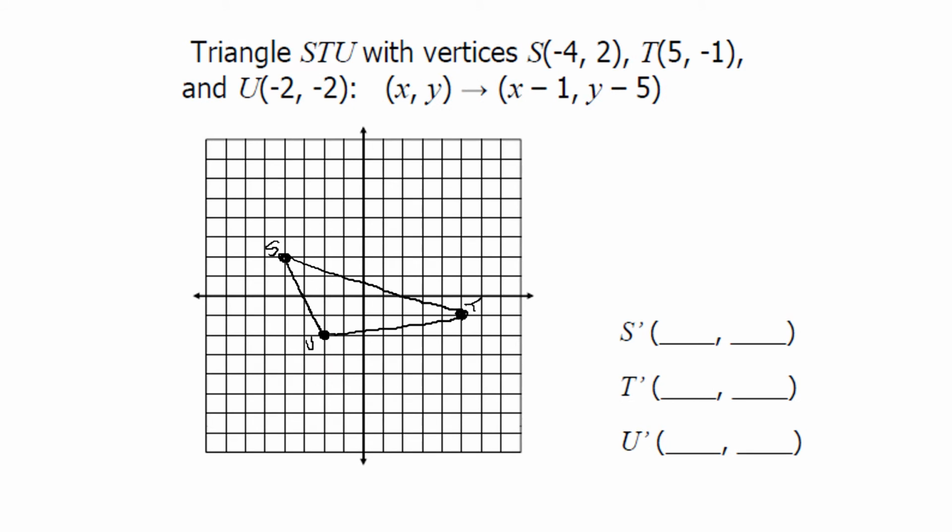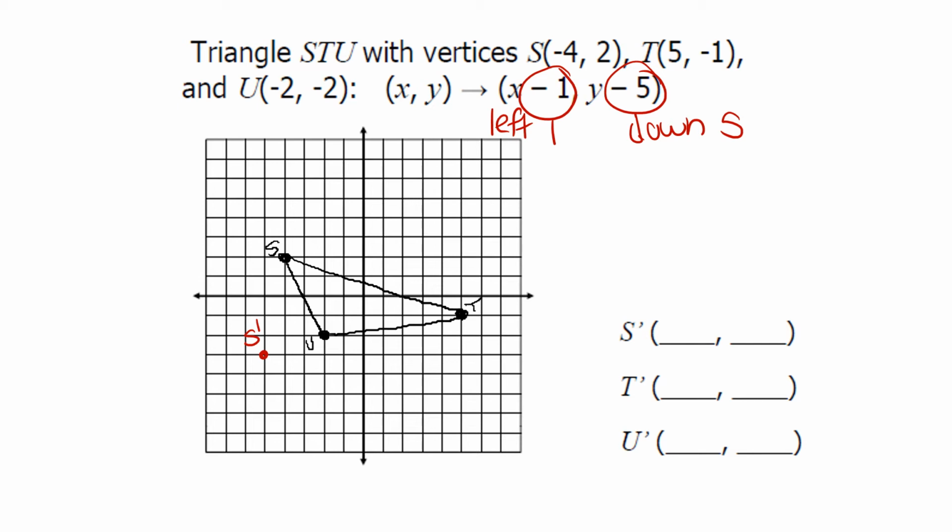Triangle STU with vertices S, -4, 2, T, 5, -1, and U, -2, -2. The triangle has already been graphed for you. We are just going to change it to its new location. We start with a -1, so that is left 1, and a -5, so it's going to be down 5. So we're going to start with point S. We're going to go left 1 and then down 5, labeling that S prime.